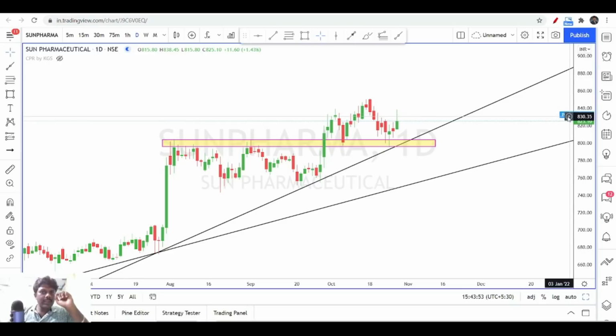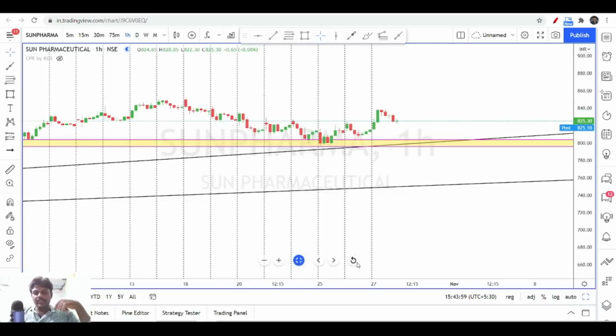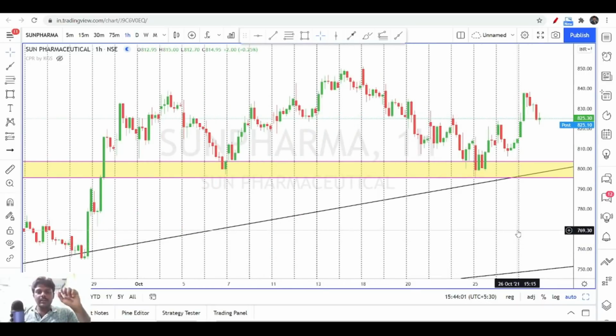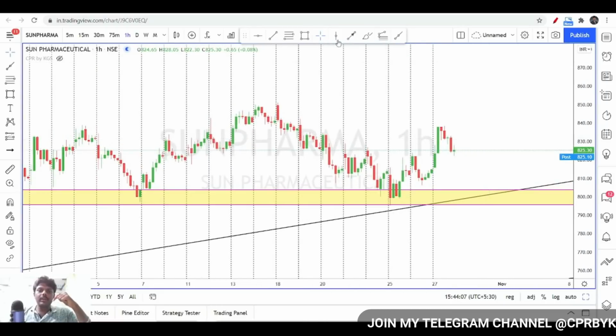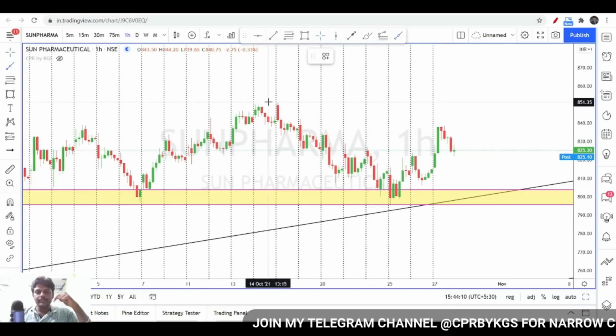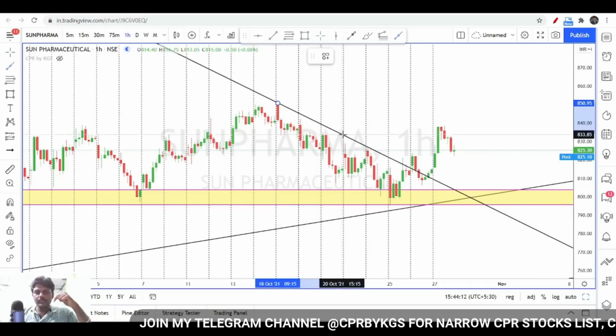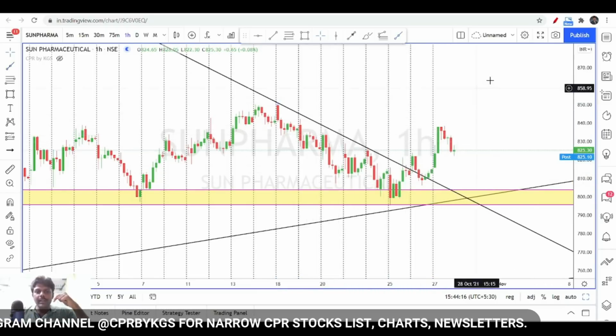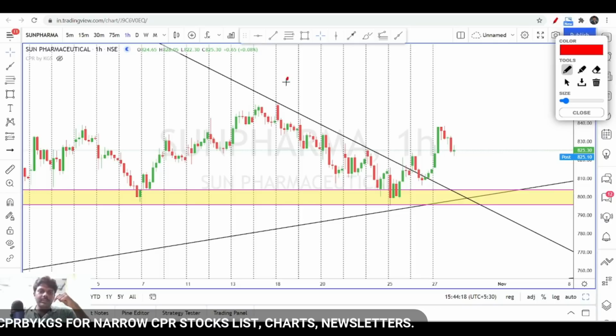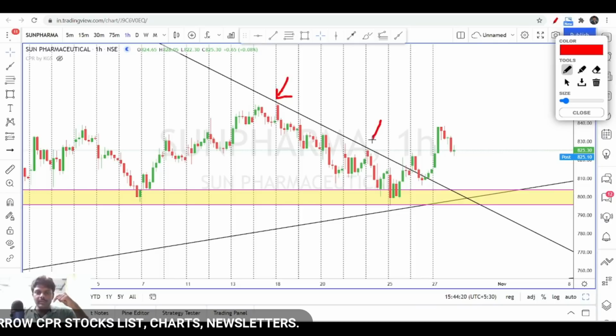Now for taking the right entry point, we are going to the 1 hour chart. Now in the 1 hour chart, I want the candles to bounce from this support zone. Hence I am drawing a falling trend line. So this is a good falling trend line. I have connected this resistance along with this resistance.